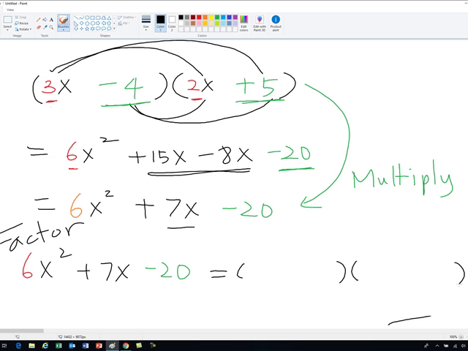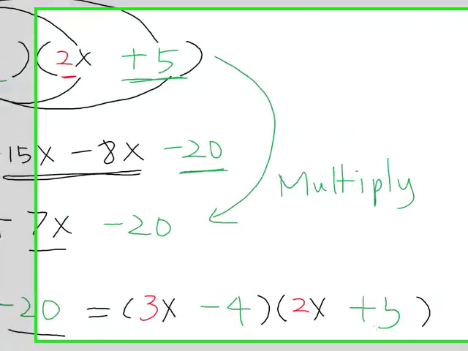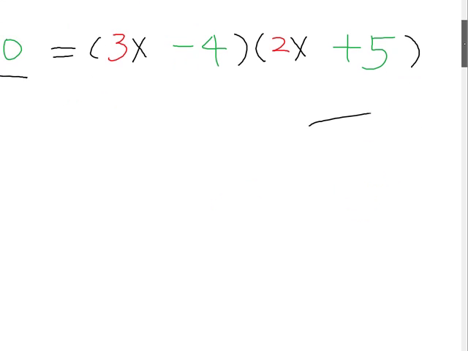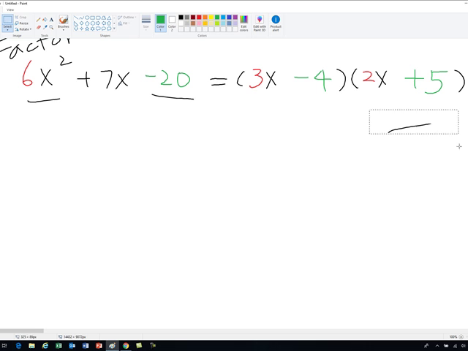And now, again, 6 has possibly 1 and 6 and 3 and 2, but now we know it was 3 and 2 and then 3x and 2x. So 6x squared factored into 3x and 2x in two separate parentheses. And now negative 20 is factored into 4 and 5. So negative 4 and plus 5. Now that's how the factoring works. Of course, it's not as simple as that. So let's practice factoring with simpler examples.